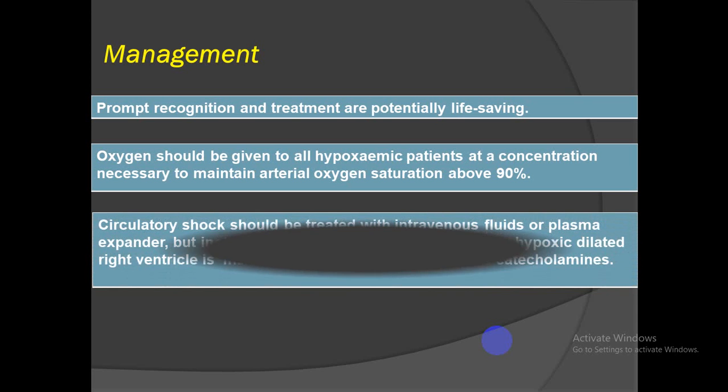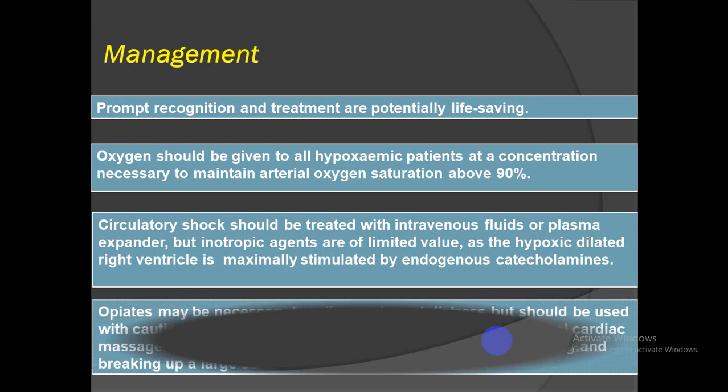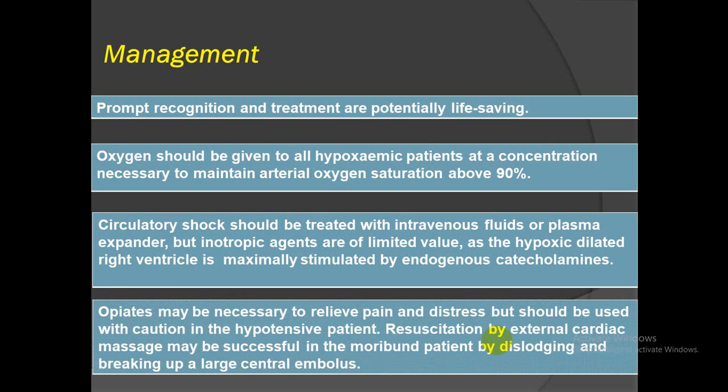And also in some conditions we use supportive therapy for the shock with intravenous fluid, crystalloid or plasma expander. Sometimes we use some drugs here, inotropic drugs, which increase the heart contractility to increase the blood pressure, but these drugs in massive emboli are less likely to be useful because the heart is maximally stimulated by the endogenous catecholamine. And lastly, opiates can be used, but with caution for the hypotensive effect, because they cause vasodilatation.